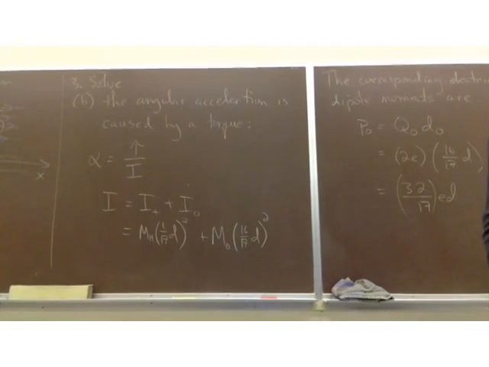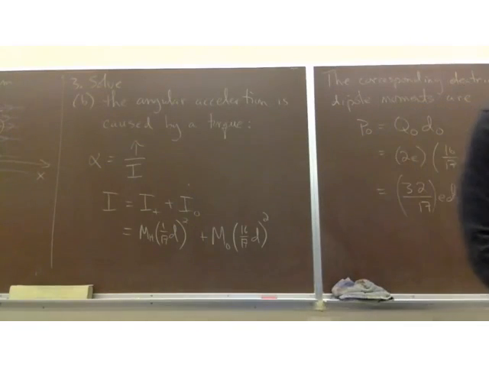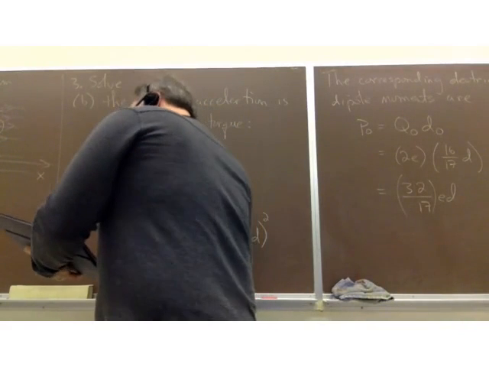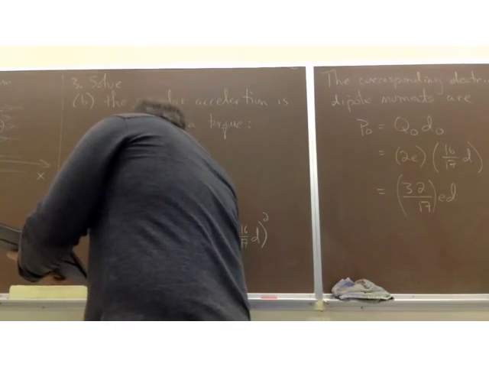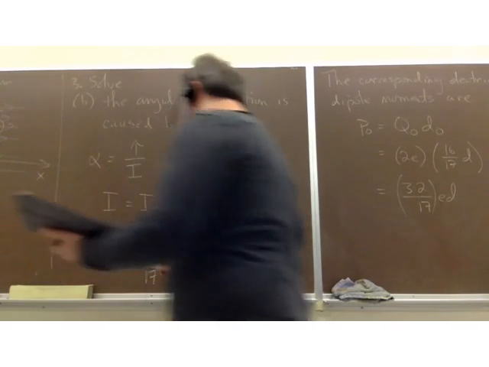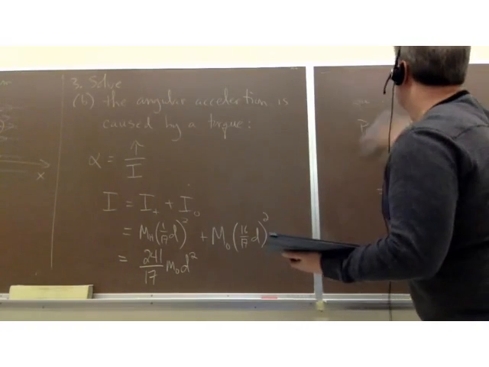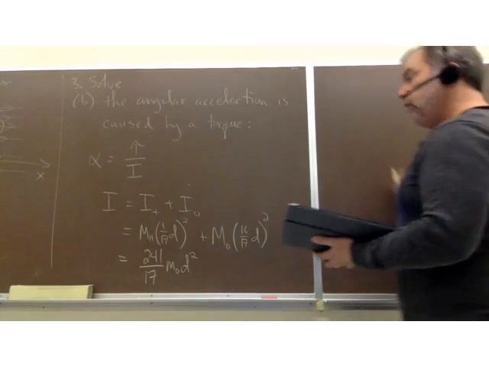And so I put that all together, did a little bit of algebra here, and I got, and I'll get out of your way here in a second, 241, check this out, 241 over 17 times the atomic mass unit times d squared. Cool. So what do we have?